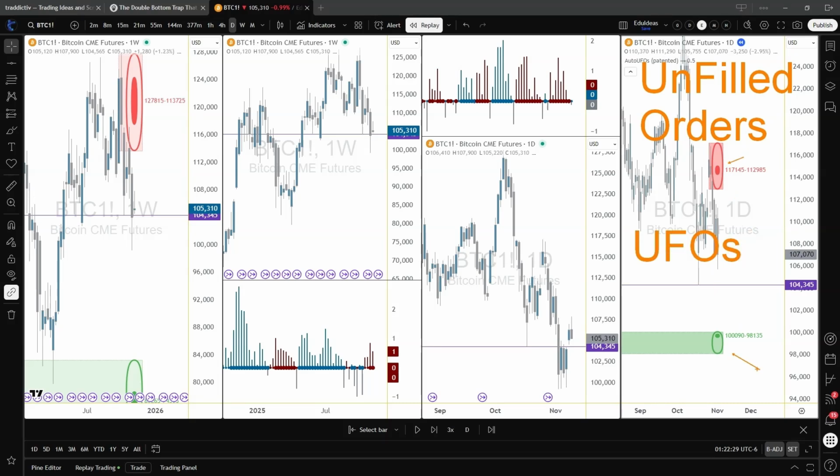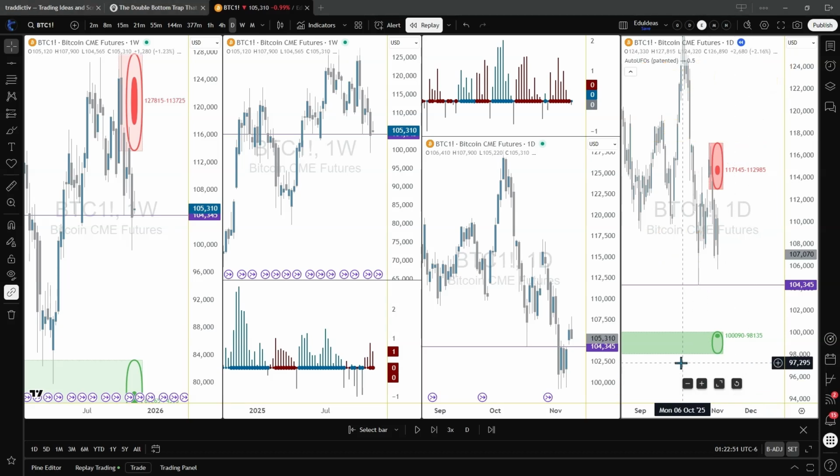So notice how the buy unfilled orders would be located much lower. So this is a buy UFO.